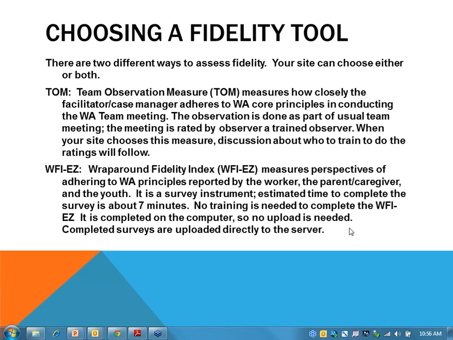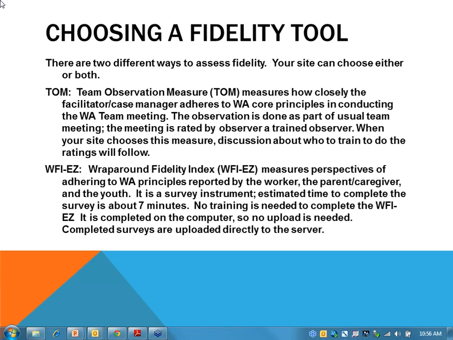The team observation measure measures how closely the facilitator or case manager adheres to the core principles conducting the team meeting. As you're conducting a usual team meeting, an observer who is trained to rate the items tapped by the TOM comes and sits in on the team meeting with the permission of the family and everybody else involved, and writes down in real time what's going on in the team meeting.